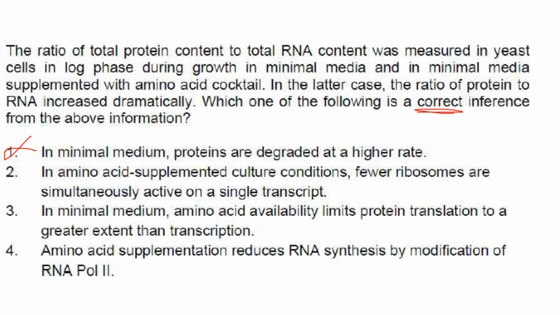So first is wrong. In amino acid supplemented culture condition, fewer ribosomes are simultaneously active on a single transcript. That is also not correct. If fewer ribosomes were active in the amino acid supplemented condition, then it would have reduced the translation and would result in a lower protein to RNA ratio. So 2 is incorrect. Then, in minimal media, amino acid availability limits protein translation to a greater extent than transcription. That is correct.